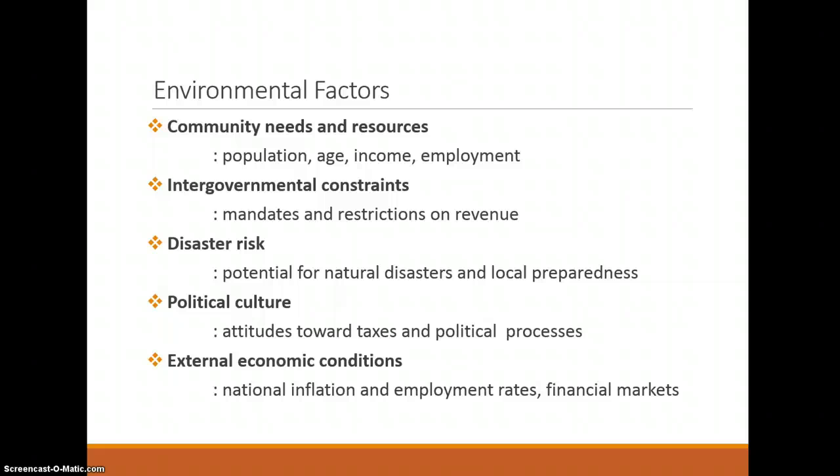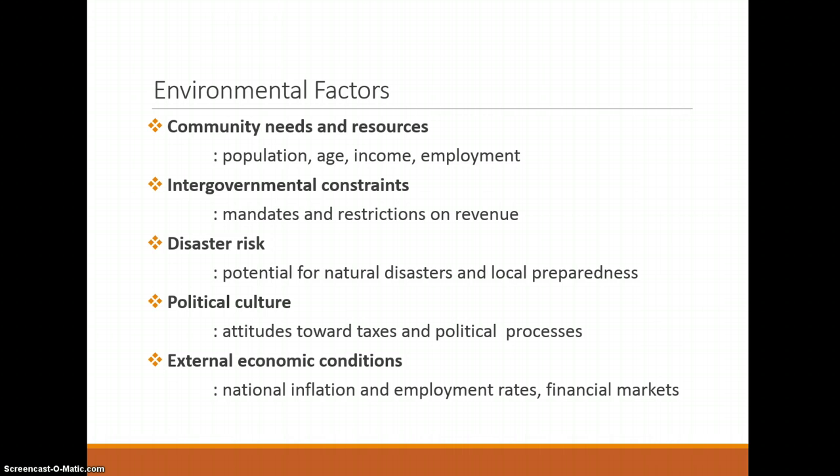And if they're not of working age and not paying income taxes, or if the property values are low, or for instance in the city of Birmingham, where such a large amount of the property is owned by UAB that doesn't pay property taxes, those kinds of things impact the community needs and resources aspect of these environmental factors that impact the government's ability to meet the citizens' demand for services. Intergovernmental constraints, these are mandates and restrictions on revenue.